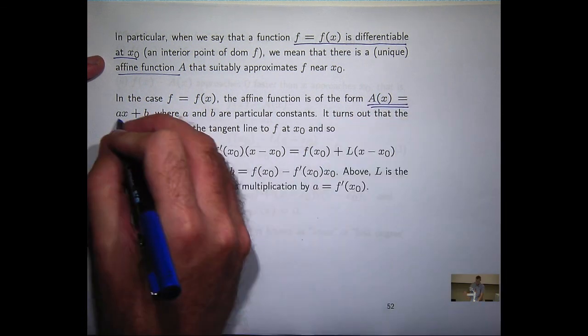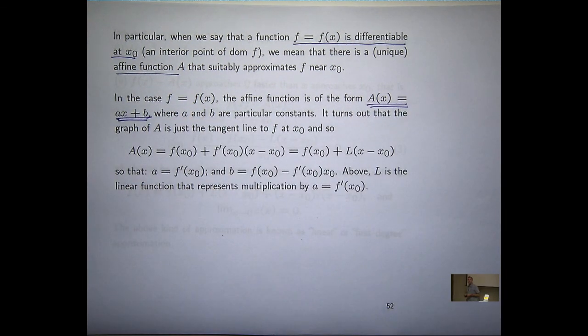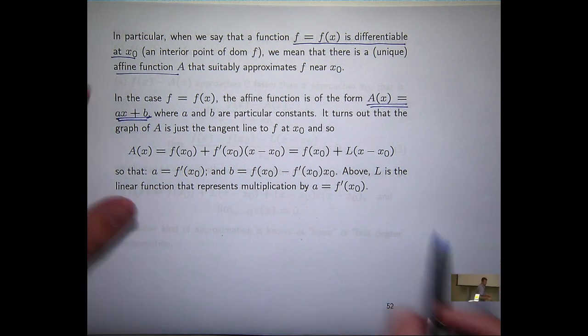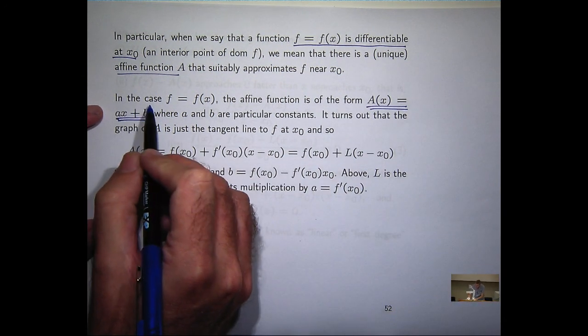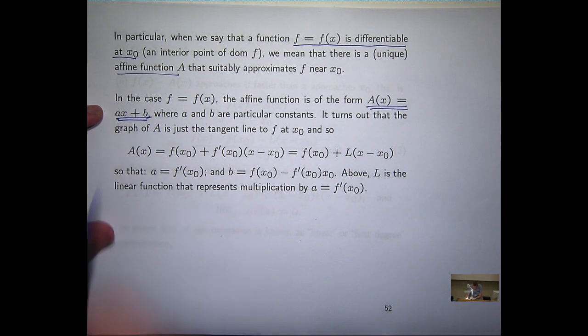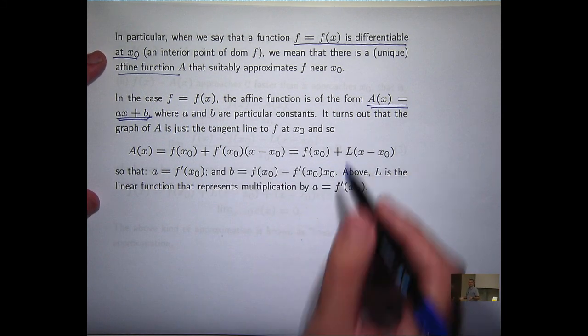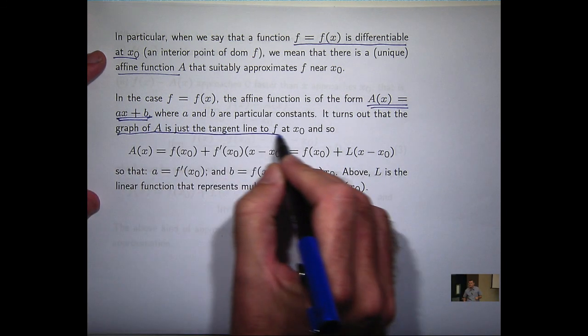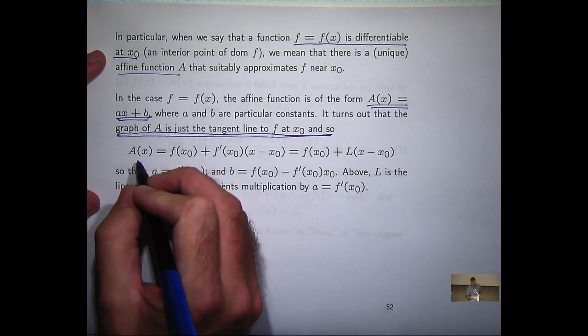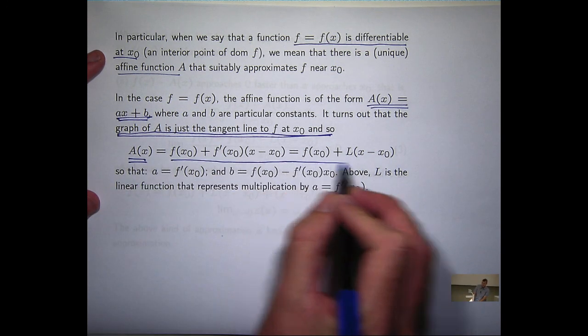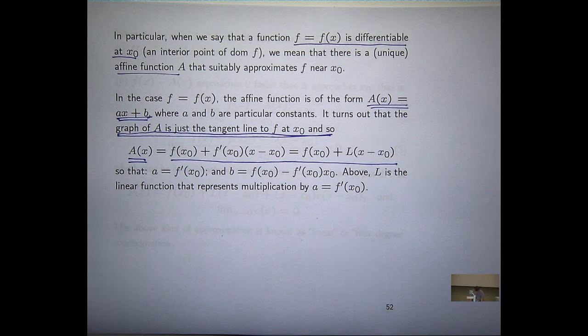Okay, so here, for functions of one variable, this is what we mean by an affine function. You've got a linear part and a constant part, and they're added together. Okay, so ax plus b. A is multiplying with x, that's the linear part. B is just the extra constant part. You add them together, you get what's called an affine function. So a linear function plus a constant. Now, like you said before, the graph of A is just the tangent line. So this is our affine function here.